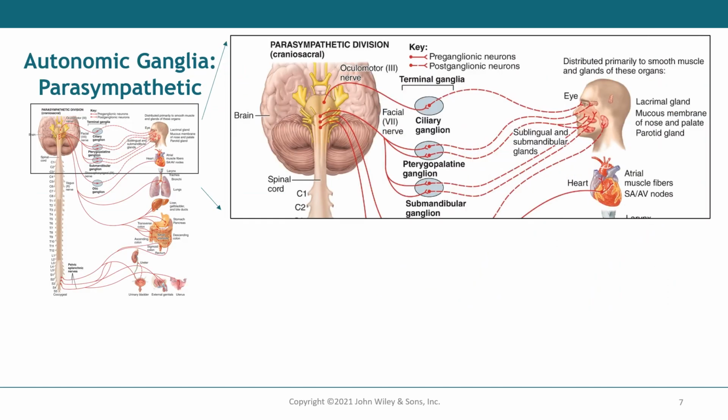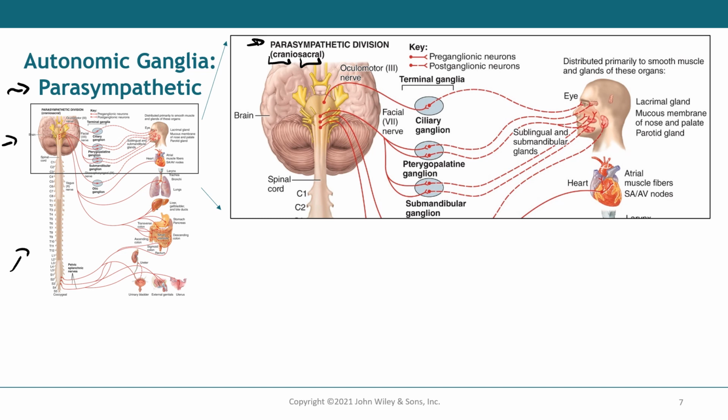So now let's talk about the parasympathetic ganglia, and let's start making some comparisons. Here you see the diagram of your textbook, and although there is a lot of information here, for that reason we are going to focus only on the top region. I wanted to show you something here. If you see, this is called cranial sacral. So this is the parasympathetic division.